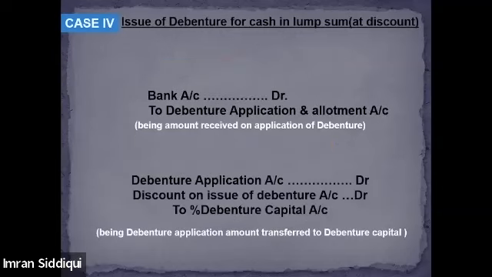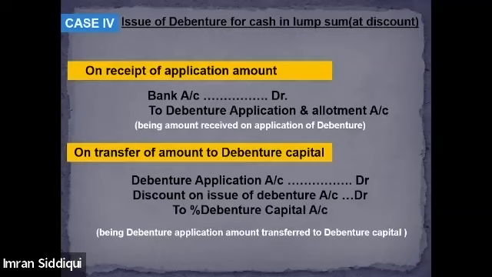Moving on to situation number four. In case of situation four, company may decide to issue debenture for cash, but at a discounted price. So if the debentures are issued at discounted price, the first entry will be same, receipt of application. On receipt of application, entry will be bank account debit to debenture application, allotment account. And on transfer of amount to debenture.